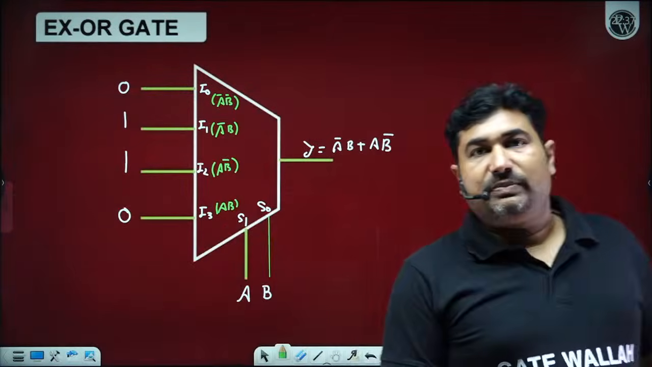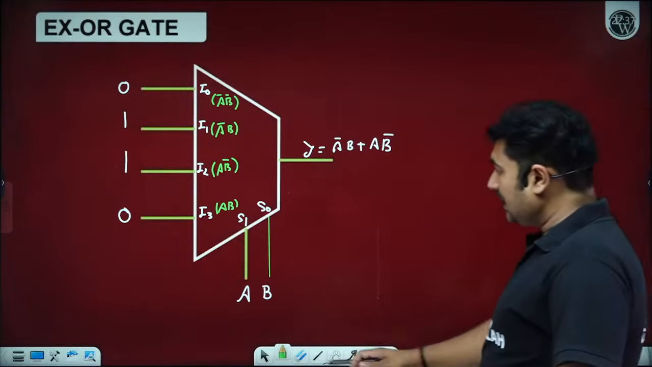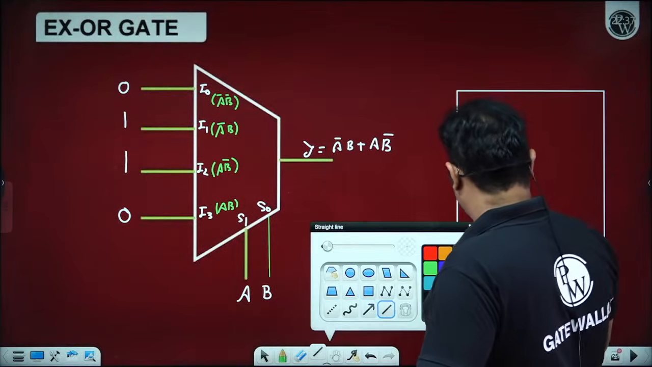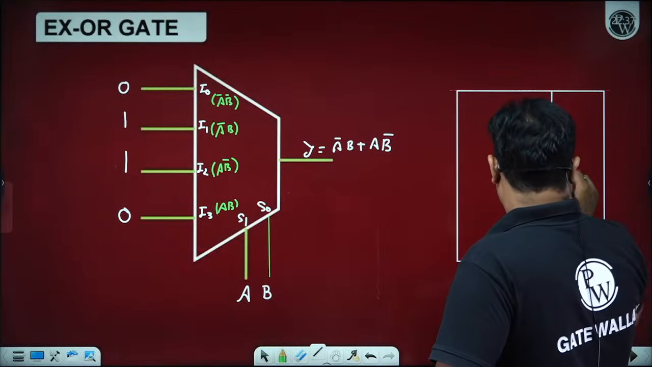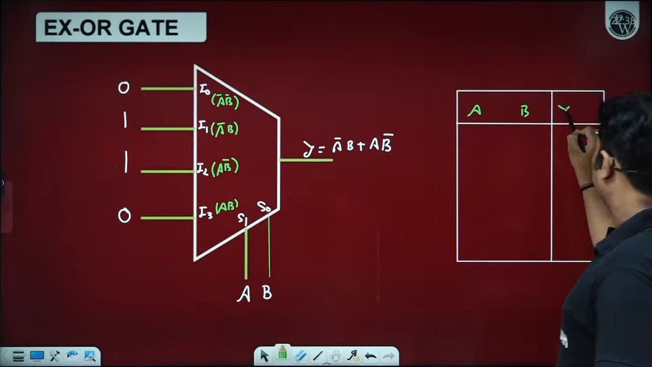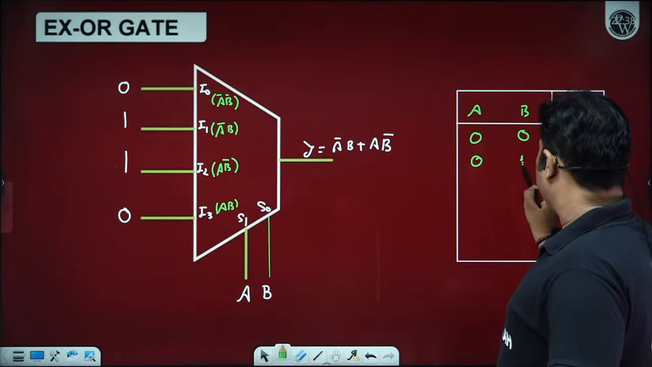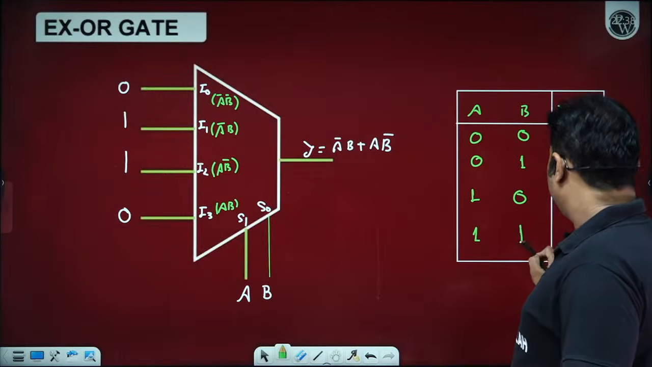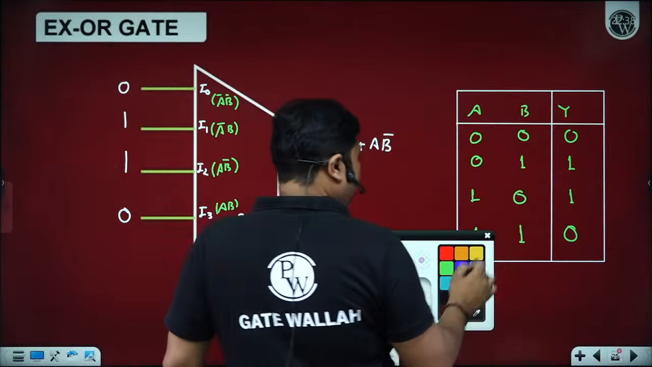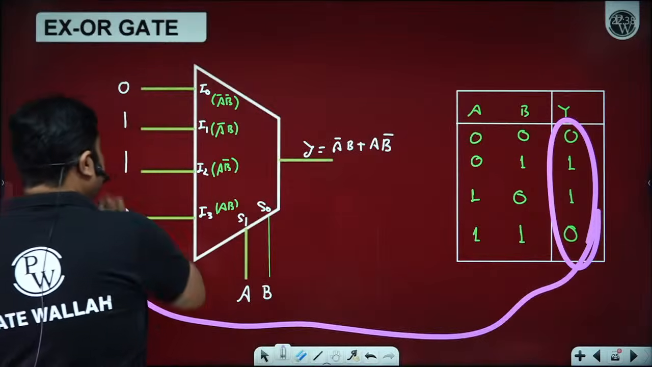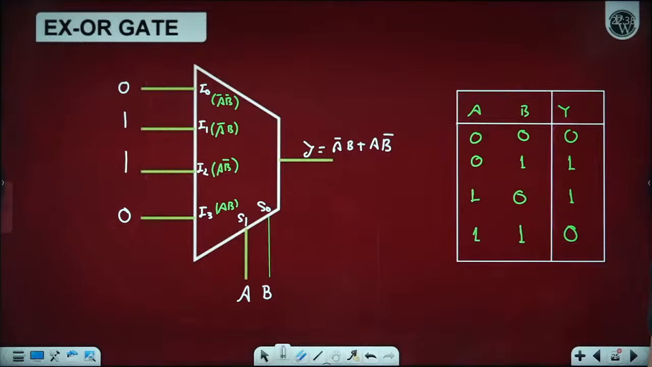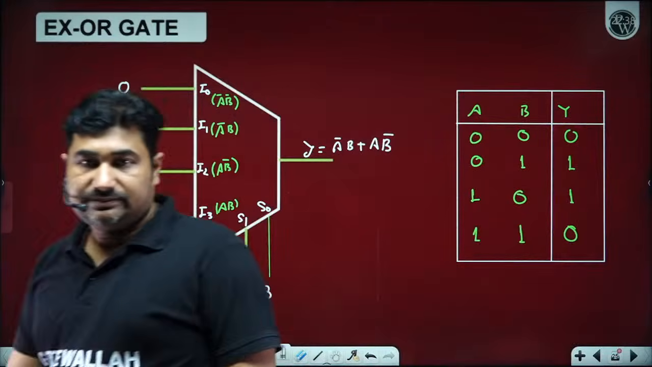So it is very easy to implement a function if all the variables are on the select line. Is it okay? Please let me know by writing in the comment section. How many of you are able to understand up to this part? If all the variables can be placed onto the select line, then it is very easy to implement it by using a multiplexer.